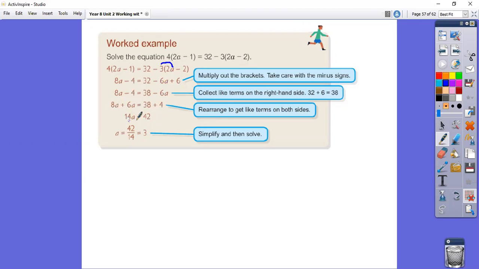And then remember to divide both sides by the coefficient, which in this question is 14. Remember, the coefficient is the number in front of the letter. So a is 42 divided by 14 to give you 3. And remember, one final check you can do to make sure your answer is correct is substituting your solution back into the original equation to see if it works.